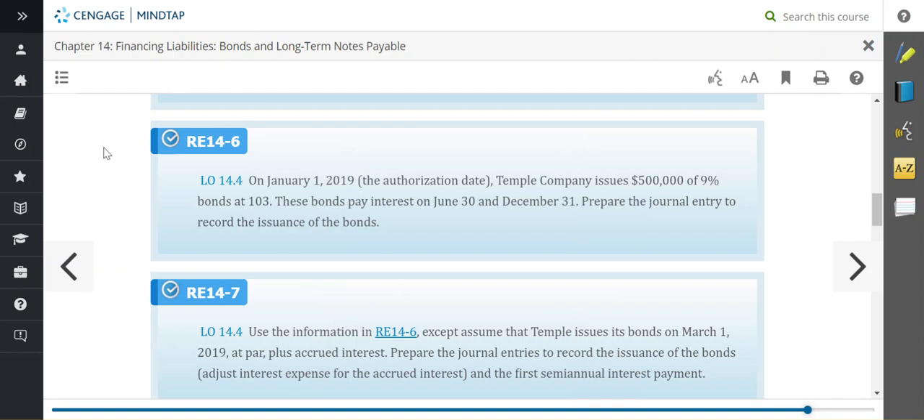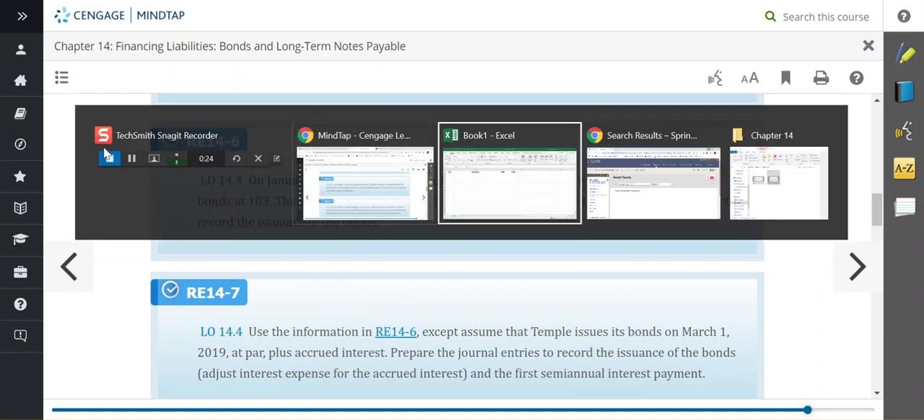In this example video, we're going to look at review exercises 14-6 and 14-7. So in exercise 14-6, it says on January 1st, the authorization date, the Temple Company issued 500,000 of 9% bonds at 103. These bonds pay interest on June 30th and December 31st, and they want us to prepare the journal entry to record the issuance of the bonds.